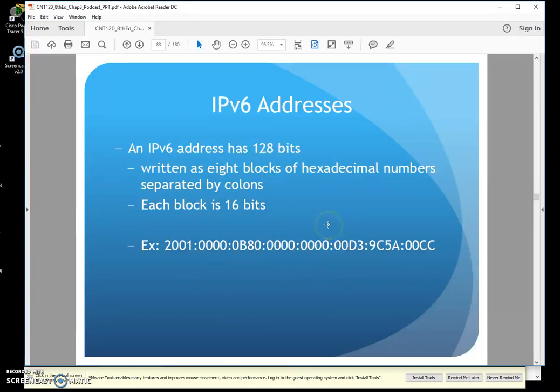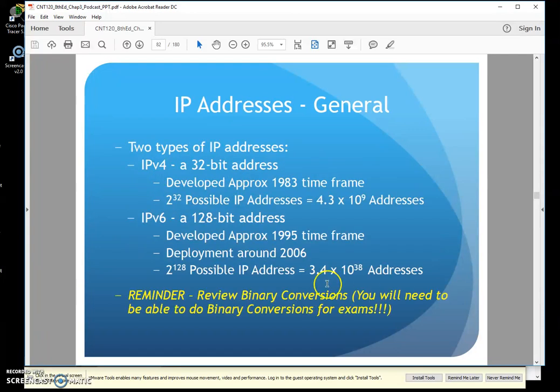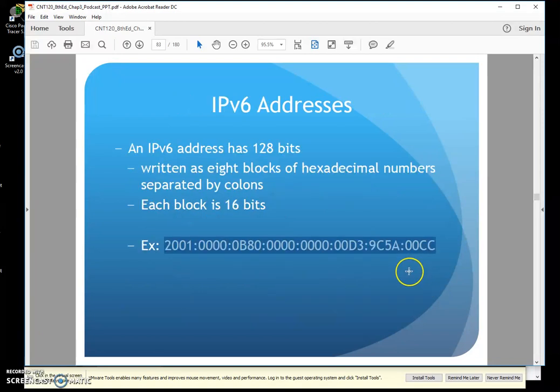So an IPv6 address is 128 bits, usually written as a hexadecimal number, 8 blocks of hexadecimal numbers separated by colons, and each one is actually 16 bits long. So if you look at the number of blocks times 16, that's where you come up with your 128 bits. Here'd be a sample IPv6 address, the whole thing. Big, long hexadecimal number. Hence why I remind you guys, don't forget about your number conversions, binary as well as hexadecimal conversions.